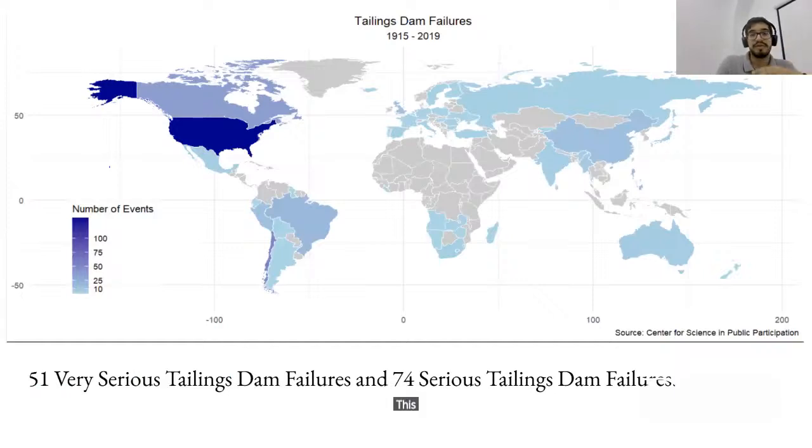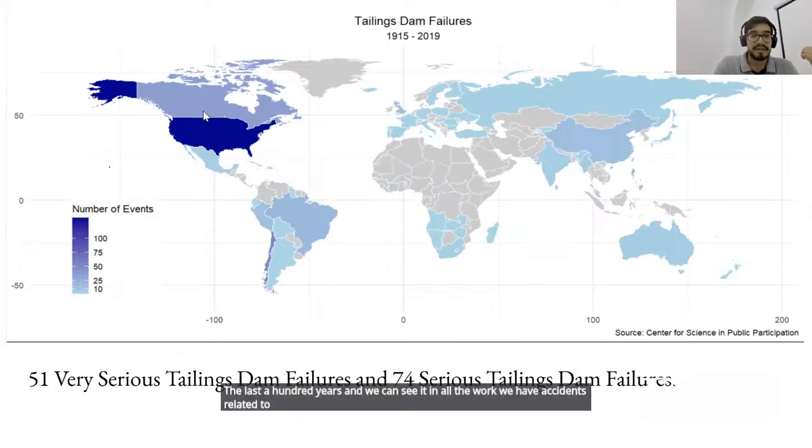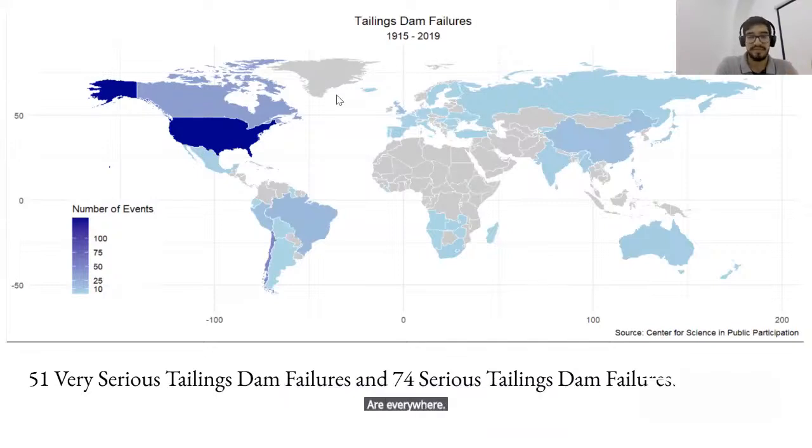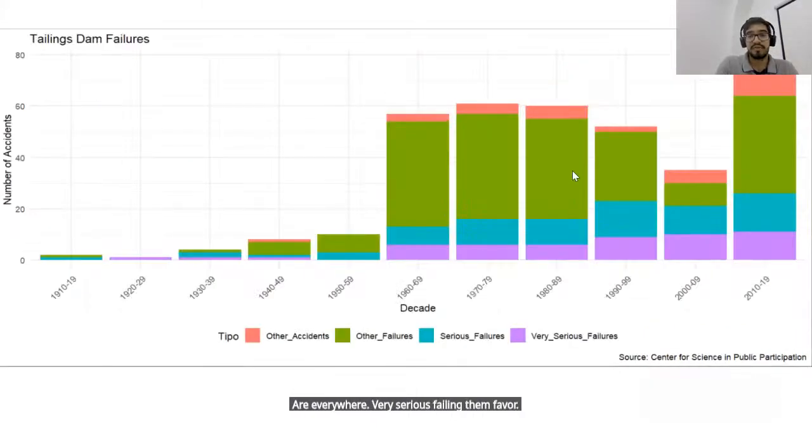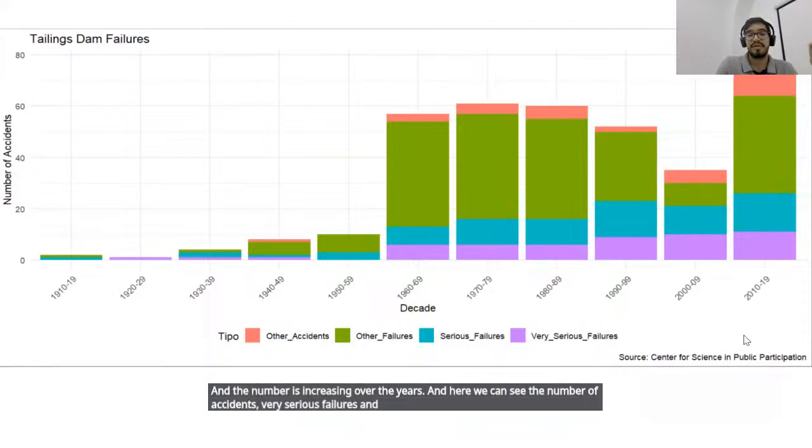This map is based on a world database related to dam failures in the last 100 years. And we can see in all the world we have accidents related to dams. The US, Brazil, Africa, Europe, everywhere we have very serious tailing dam failures. And the number is increasing over the years. And here we can see the number of very serious accidents is increasing across the years.